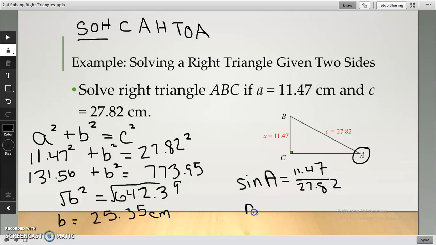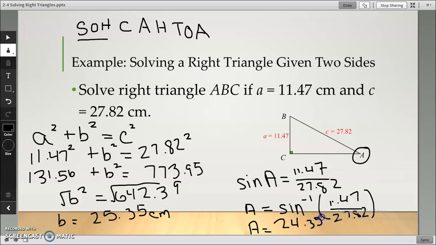So I'm going to put this in my calculator, making sure that my calculator is in degrees because I want to find the degree value. So sine inverse of 11.47 over 27.82. And I get A is equal to 24.35 degrees.